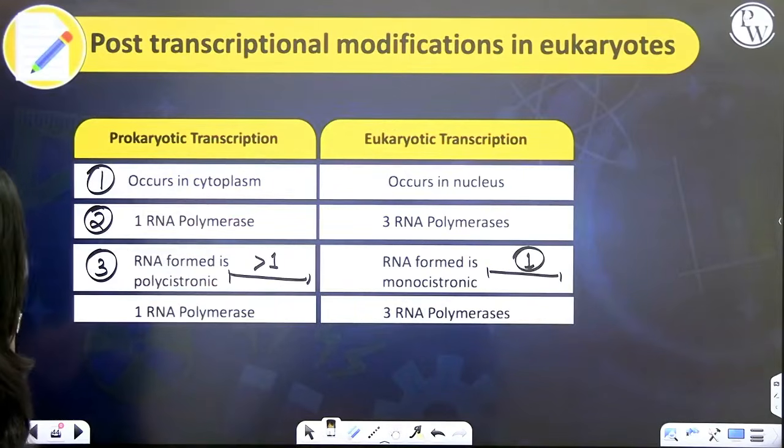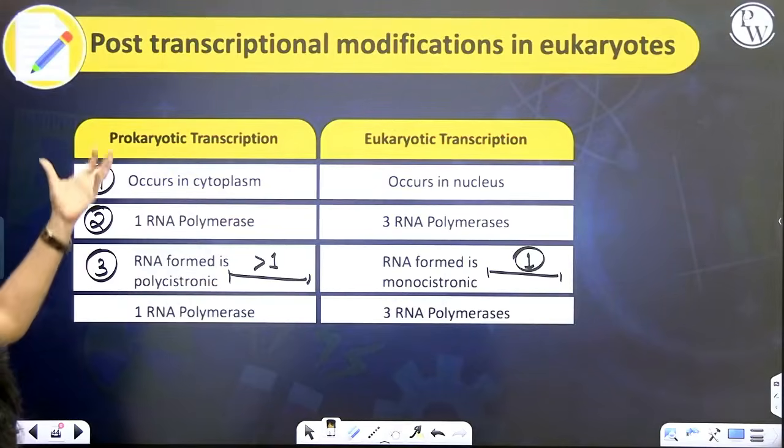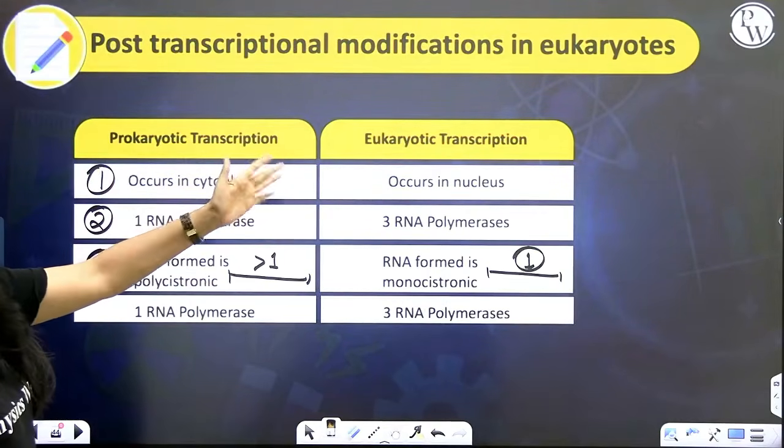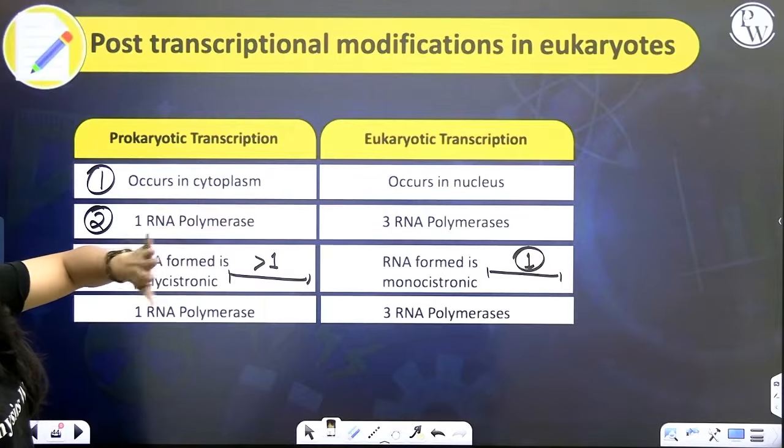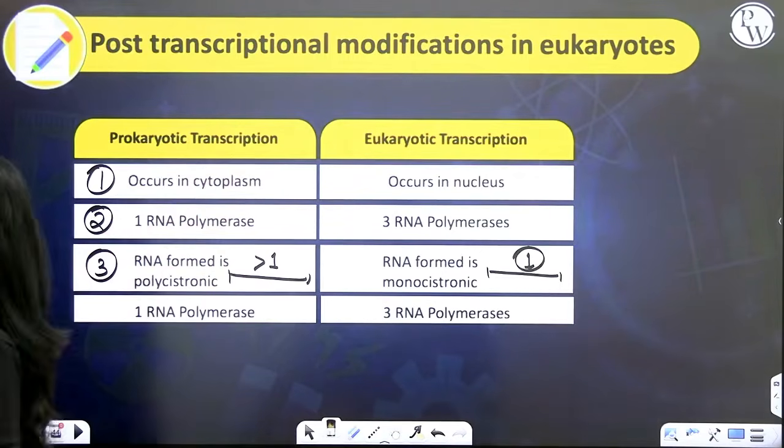Or you can just say that there is no post-transcriptional modification required in prokaryotes, but in eukaryotes, post-transcriptional modifications like capping, tailing and splicing all take place.